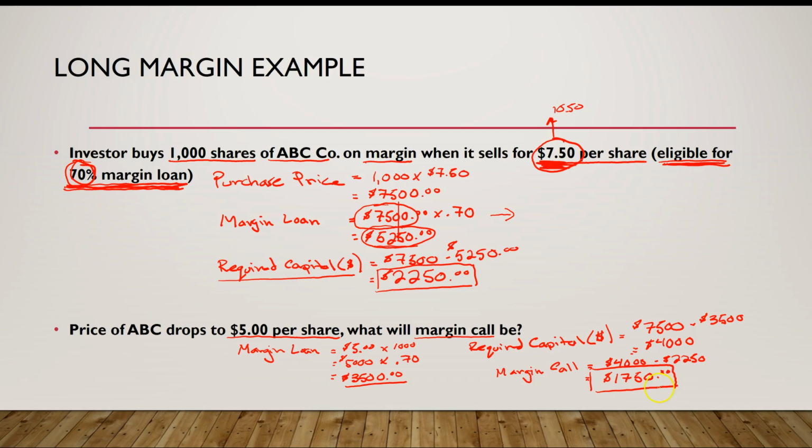$1,750. If I don't place this $1,750 in my account, usually by the end of the day or by the end of the next business day, my broker dealer who I have this margin account with is probably going to close out my position. So they're going to close out my position, sell these shares at $5 per share, pay off the loan that they have provided me, and then essentially they're going to lock in my 50% price loss here in terms of this share dropping from $7.50 to $5. So that's an example of a long margin example with a margin account.